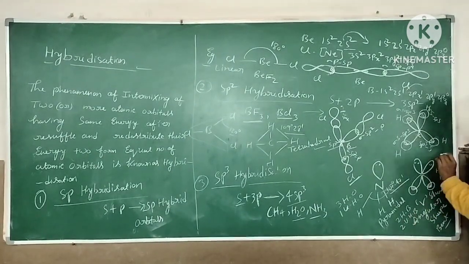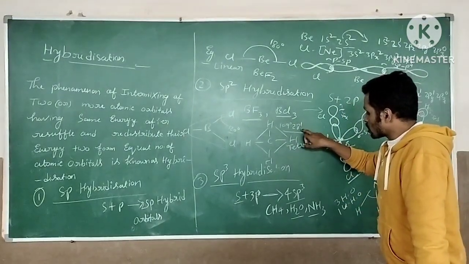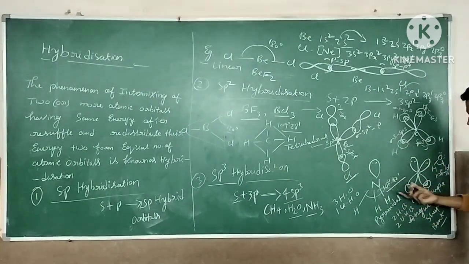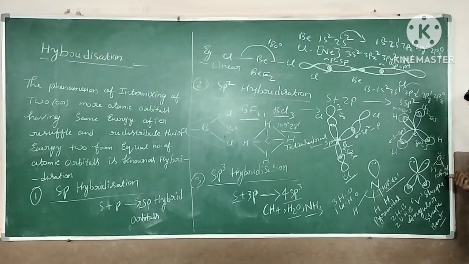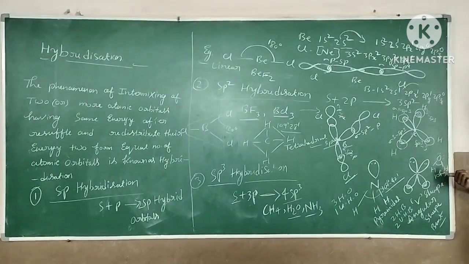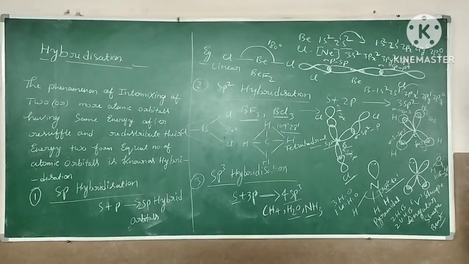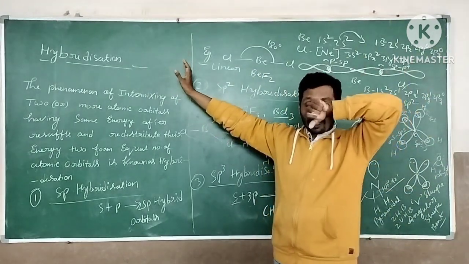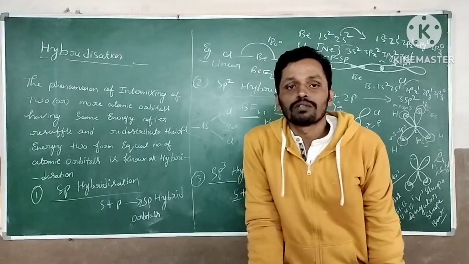Okay. Now, what is the shape of methane? It is tetrahedral, and the bond angle is 109 degrees 28 minutes. Next, ammonia is pyramidal, and the bond angle is 107 degrees 47 minutes. Next, the water molecule is 104 degrees 31 minutes, and its shape is V shape or bent shape. This is all just an idea about hybridization. It is a very important concept, not only for CBSE but also for competitive exams. Thank you very much.